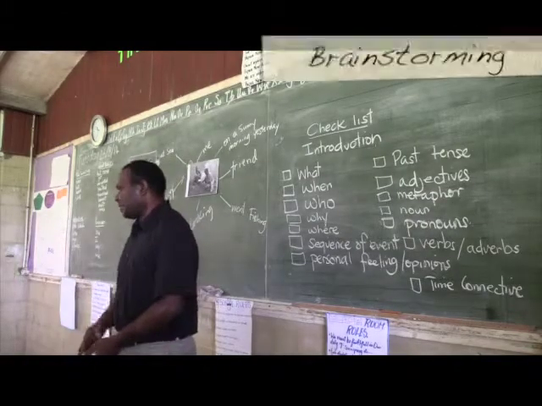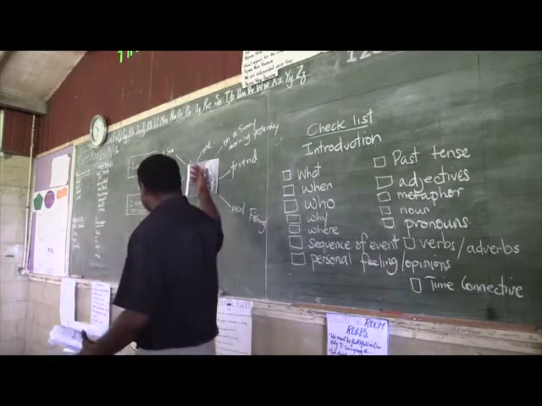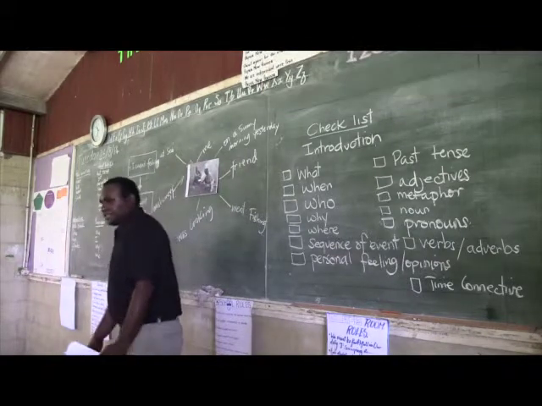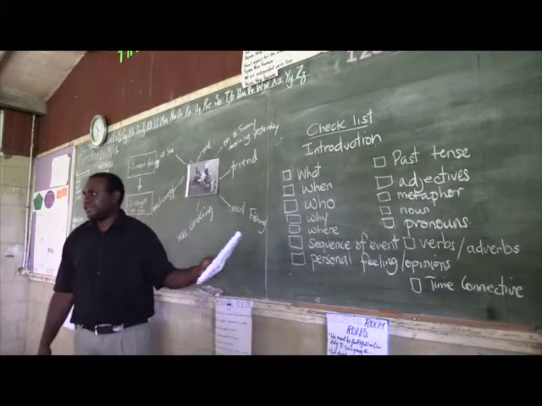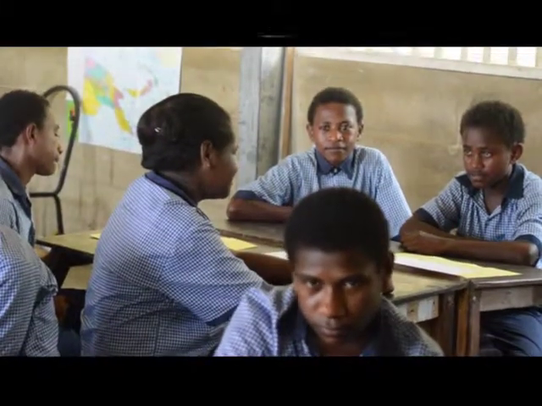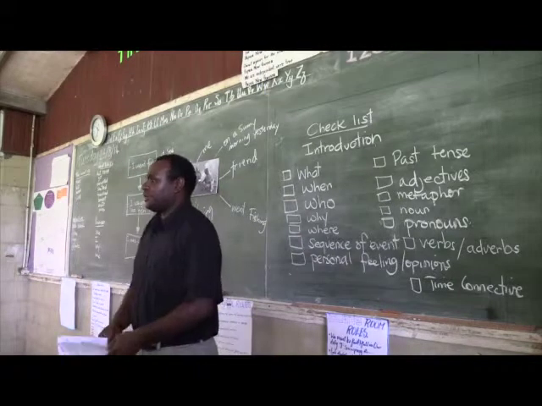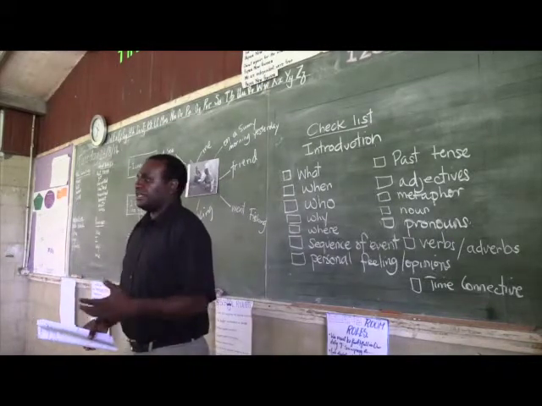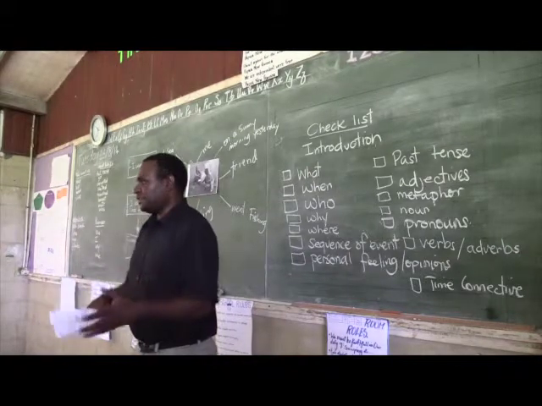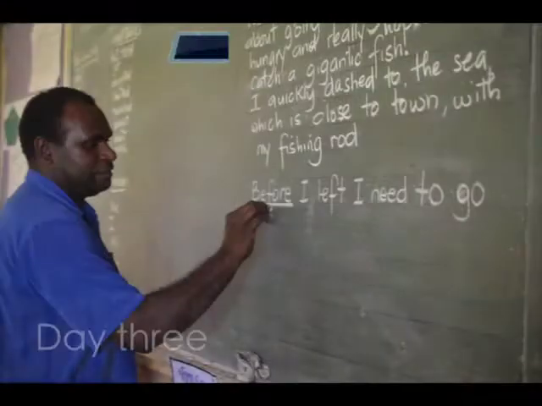We have completed our exercise for today. We have covered brainstorming, and we also covered the flowchart and some of the sequence that should be included in a recount text. We also did hot seat. For tomorrow, we are going to look at something similar. From the experience that you have now, I believe tomorrow we are going to do modeling of writing.